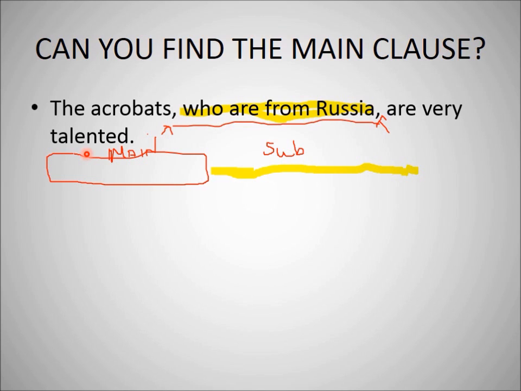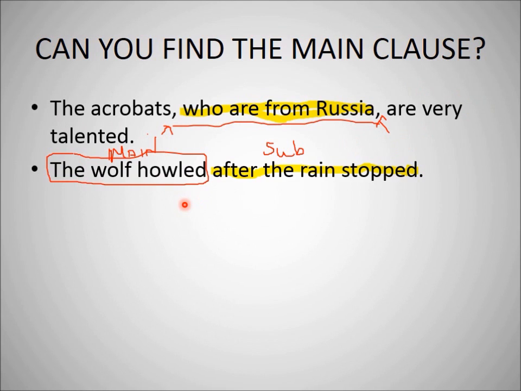That is your main clause. Once we got rid of this relative clause, "who are from Russia," we're left with the words "the acrobats are very talented." Let me see, can you try another one? "The wolf howled after the rain." Can you find the main clause?